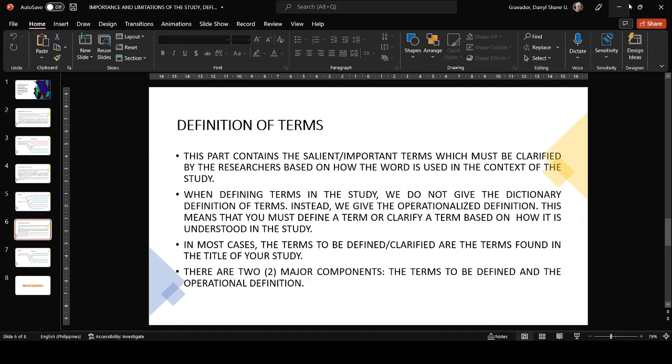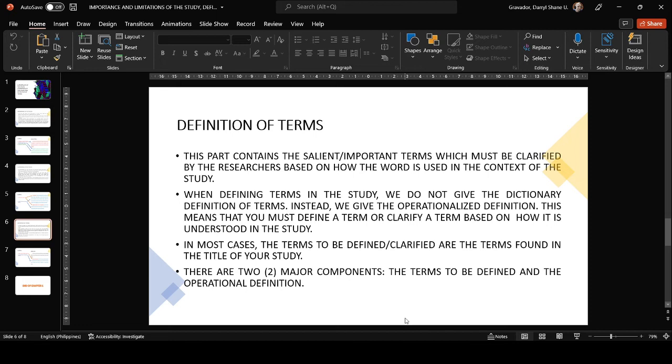Now, in most cases, okay, you might be asking, sir, where do we find the key terms? Okay, how do we know that that is a key term? Okay, one tip. Most of the key terms for your study are found in your title.